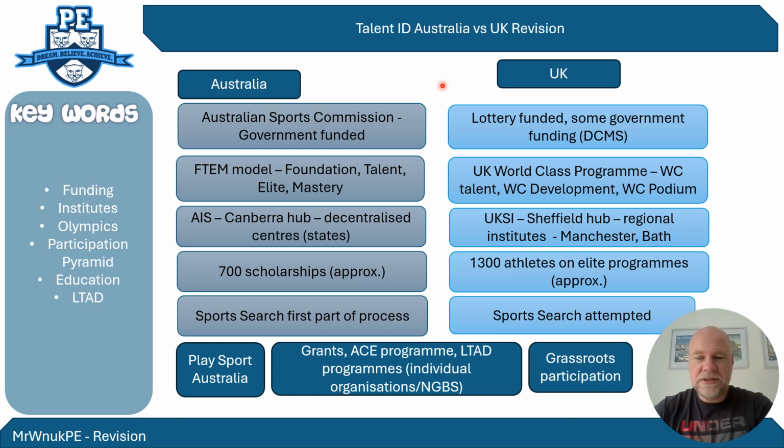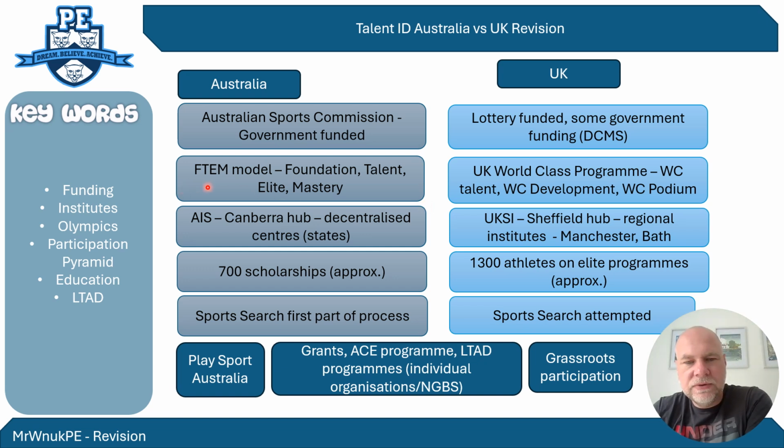So the first is the funding pot. It comes from the Australian government, called the Australian Sports Commission, and they fund all of Australian sport, whereas in the UK we rely more on lottery funding and a little bit of money, well, less money than lottery, from government funding, which comes from the Department of Culture, Media and Sport. But generally, Australia is government state funded, whereas the UK focuses on lottery funding. So that's a big difference that you need to talk about.